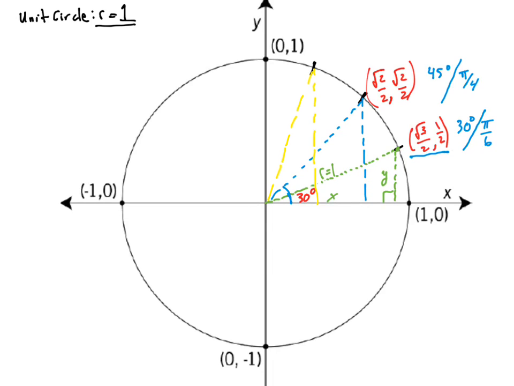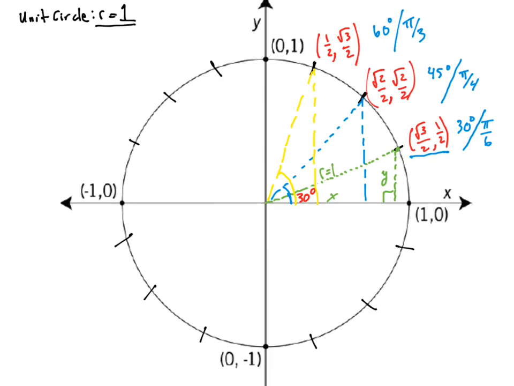And then traveling around to this final position, that angle, it's kind of hard to see in yellow here, but this angle is 60 degrees. So at 60 degrees we have an x coordinate of 1/2, we have a y coordinate of root 3 over 2, and then the angle measurements there, well, we have 60 degrees and pi over 3.